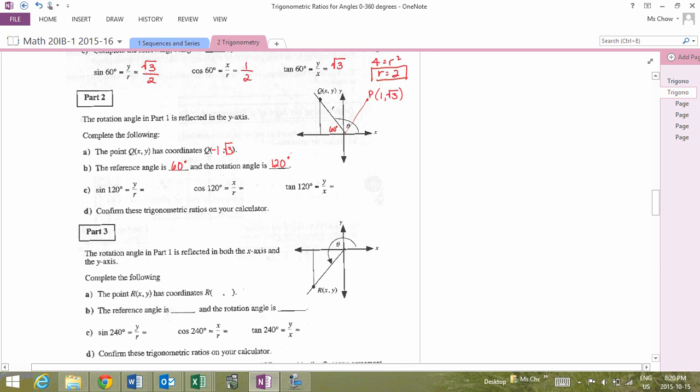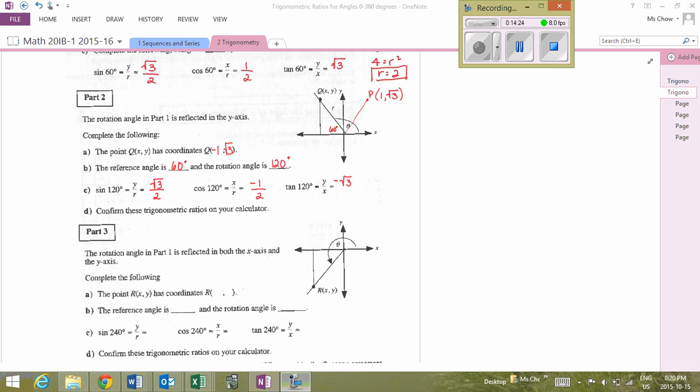So if we look at sine of 120 degrees, y over r is going to be then √3 over 2, because of course we know that the r value is going to be exactly the same. X over r is going to be now -1 over 2, and tangent of 120 degrees, y over x, then will be √3 over -1, so therefore -√3. So take a moment, hit pause, and confirm those ratios on your calculator.